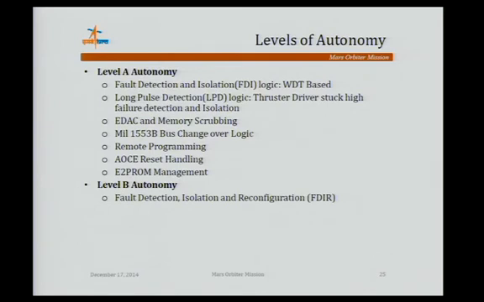Level B autonomy is basically for interface related things like fault detection and isolation. It runs and finds out the system health and system failure detections, then automatically changes over to healthy sensors. Next.